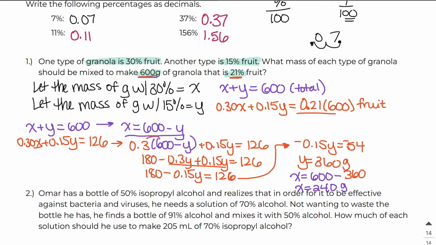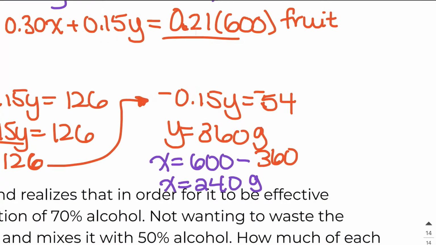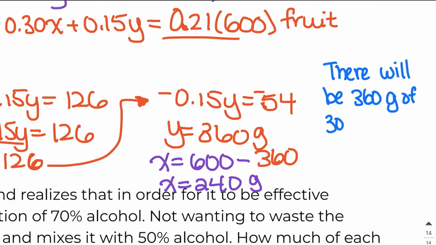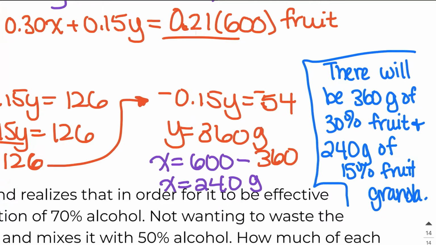I can go ahead and write my therefore statement. So I'm going to zoom in right here and write it really small. I apologize if there isn't much room, but just try your best with it. There will be 360 grams of 30% fruit granola and 240 grams of 15% fruit granola. And that's it for this question right here, okay?